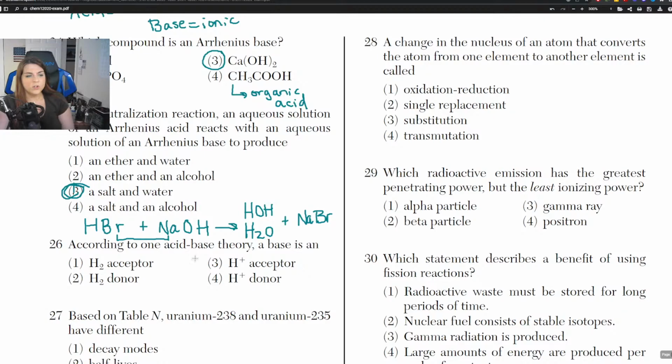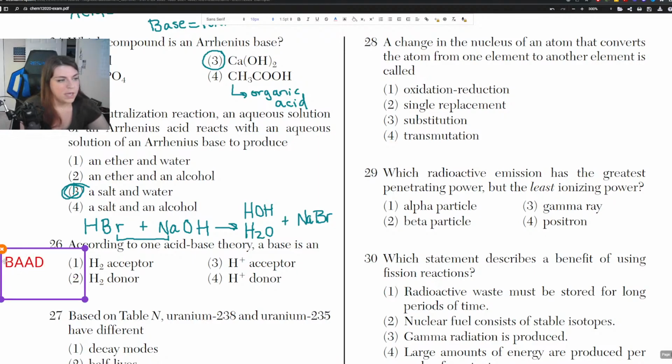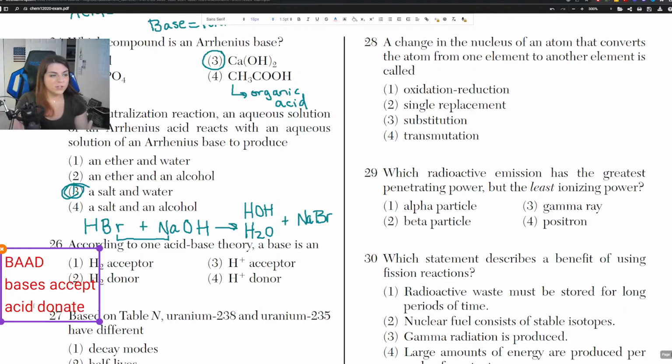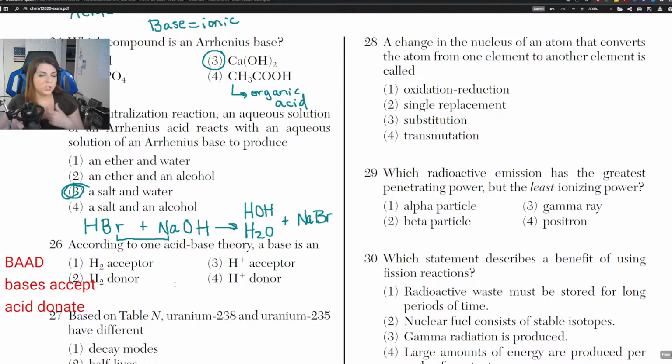26, when they always refer to Bronsted-Lowry acid-base theory as one acid-base theory. I don't know why, but they do. This is going to be related to the prefix bad, with 2 A's. And this is that bases accept and acids donate. And what this is in reference to is protons or H+. So bases are going to be H+ or hydrogen ion acceptors.